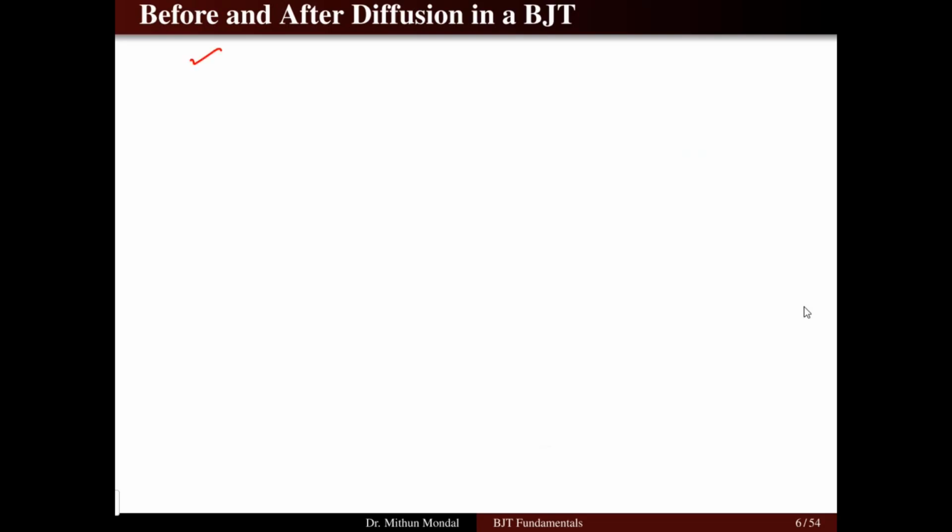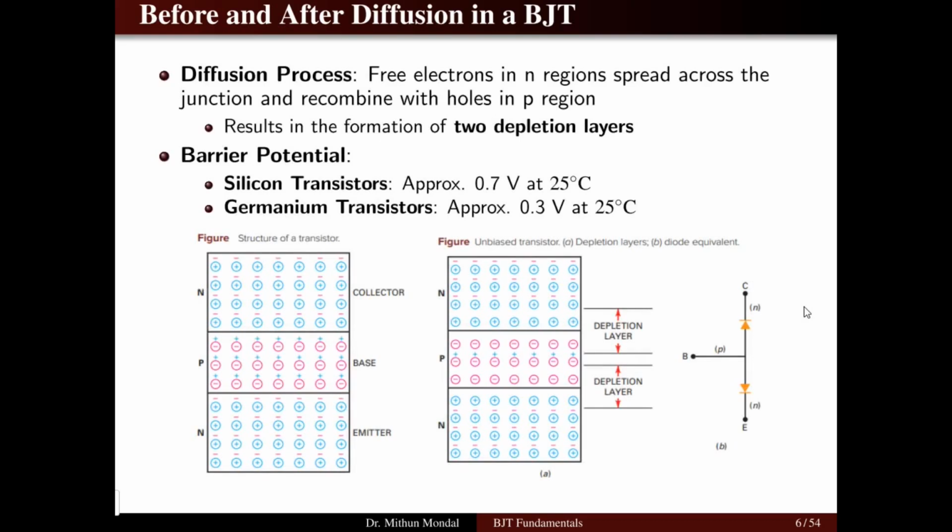What happens before and after the diffusion in a BJT? The diffusion process is basically the free electrons in the N region spreading across the junction and recombining with the holes in the P region. When you have the N region, obviously the majority carriers will be the electrons, and these are free. In the P region, the majority carriers are the holes, and both will be recombining. The result is the formation of two depletion layers at the two junctions. The formation of the depletion layer we have discussed in detail in the diode theory.